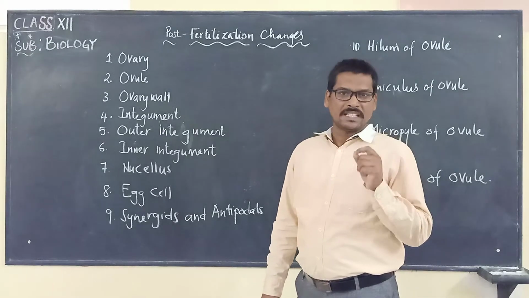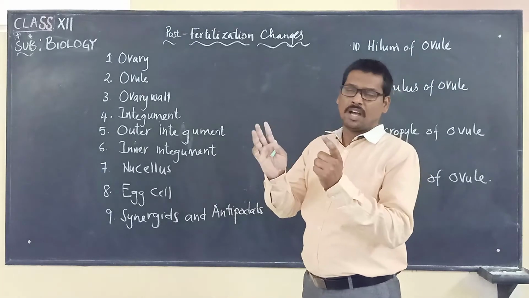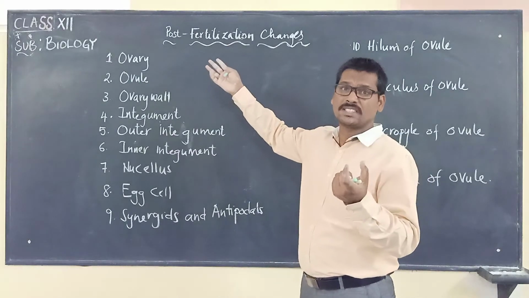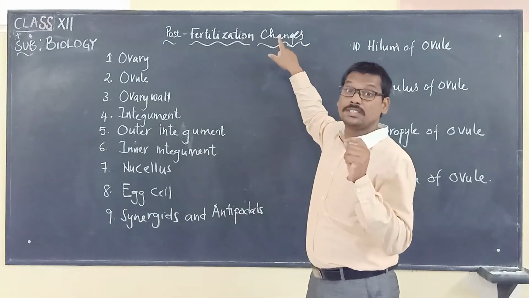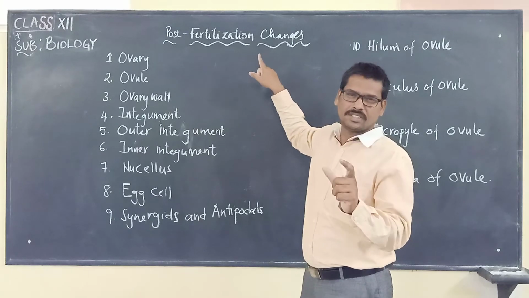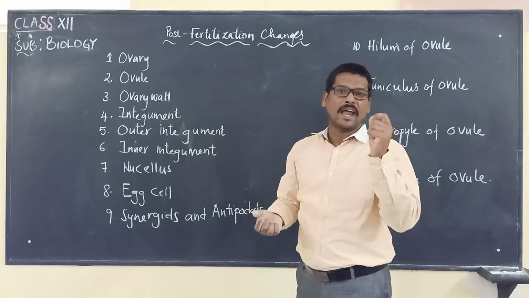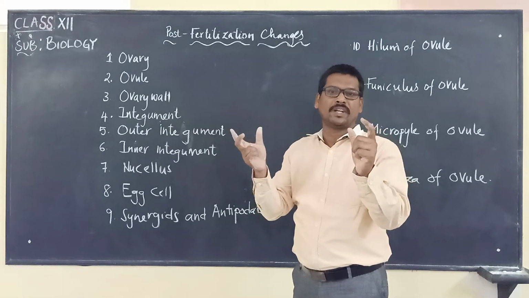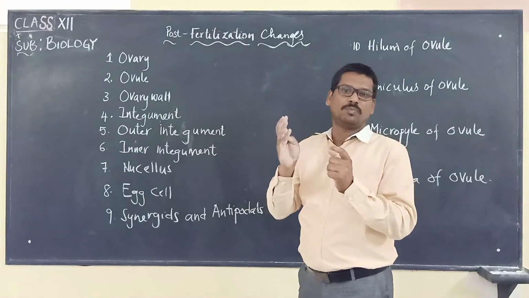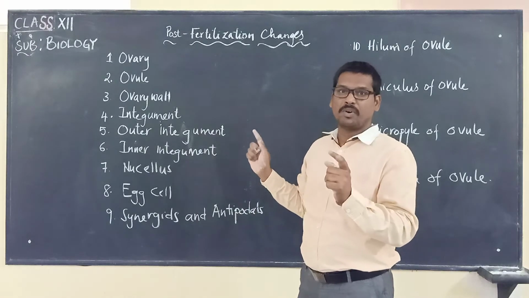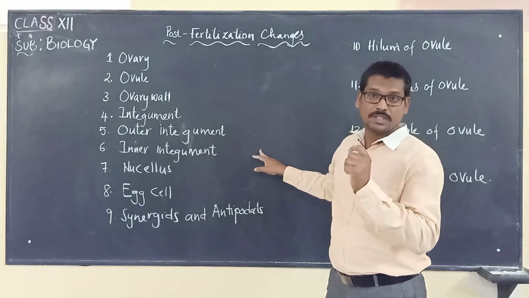So after studying about seed viability and the importance of the seeds, now we will see the changes that have taken place after fertilization. So here I have written post-fertilization changes. It is talking about the ovule and the ovary, the parts that have undergone changes. What are the changes observed in these two parts? These are very important for your 1 mark question and also for the objective part. So please follow me carefully.